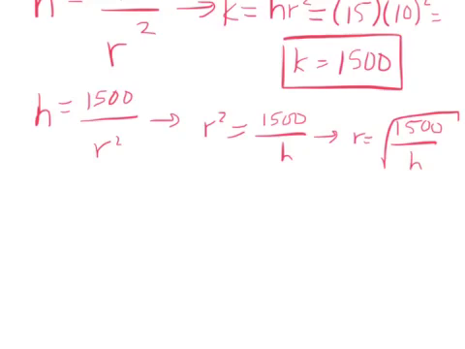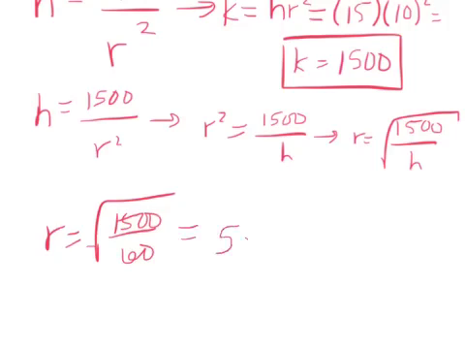But again, in the second part of the problem, it says find the radius when the height is 60. So let's just go ahead and plug in. r is going to be 1500 over 60 all under the radical, and that's going to give us a result of simply 5 centimeters.